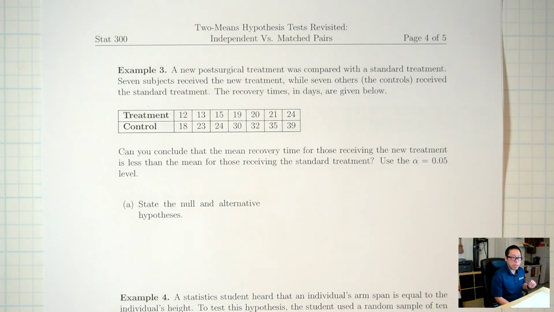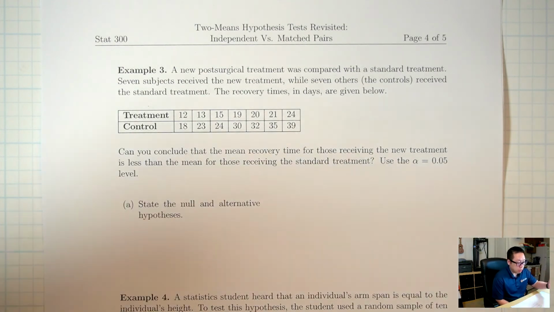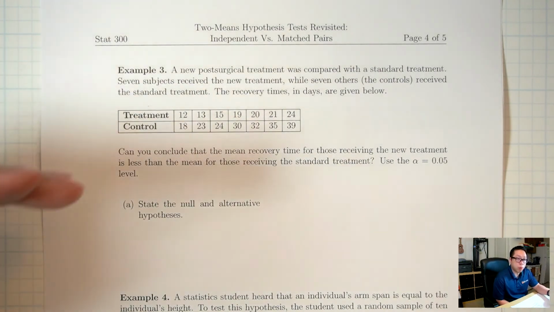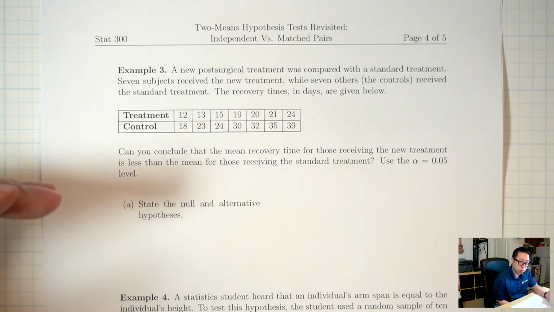First question we need to ask is this independent or matched? And the question you should ask yourself is this one of those 2 common match situations? So the 2 common match situations are 2 measurements on the same person, or the situation where the people in one group are related somehow to the people in the other group.